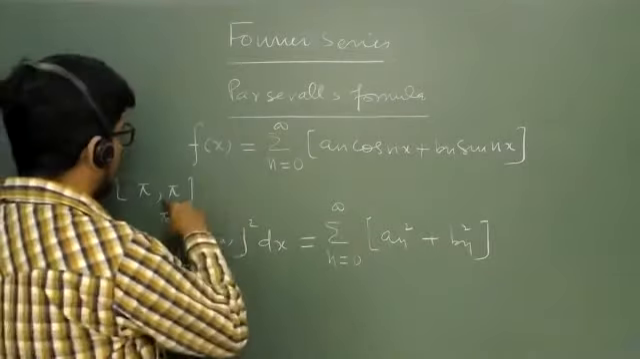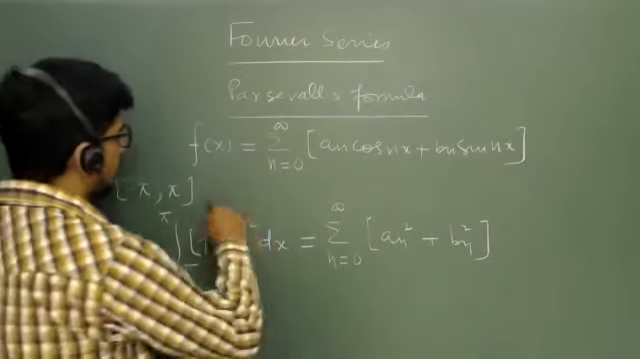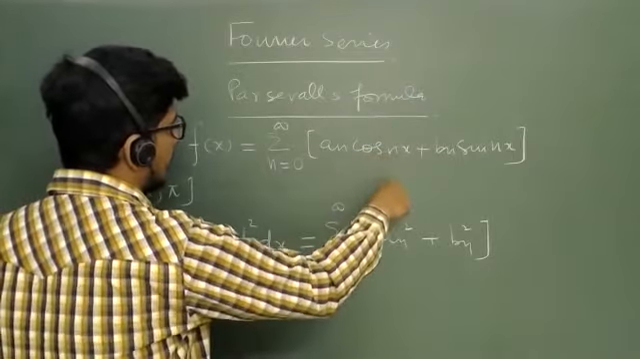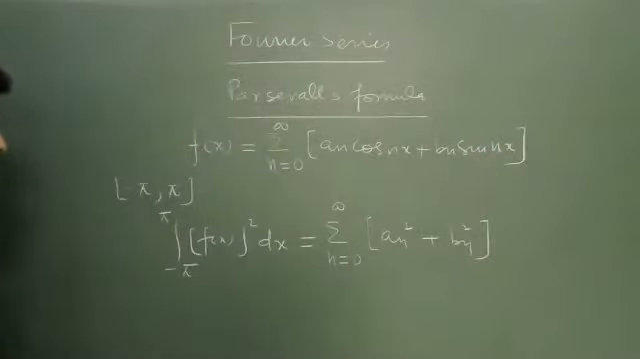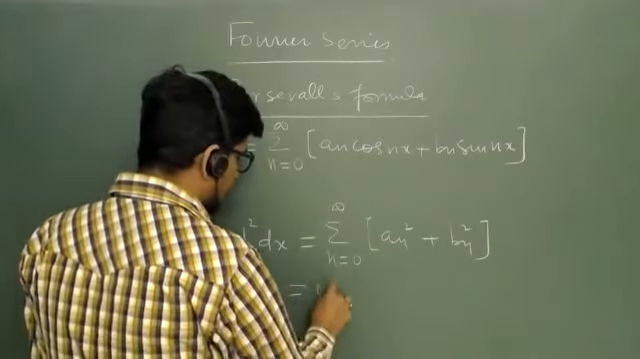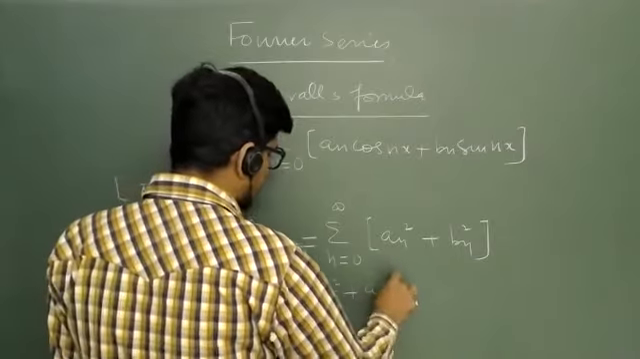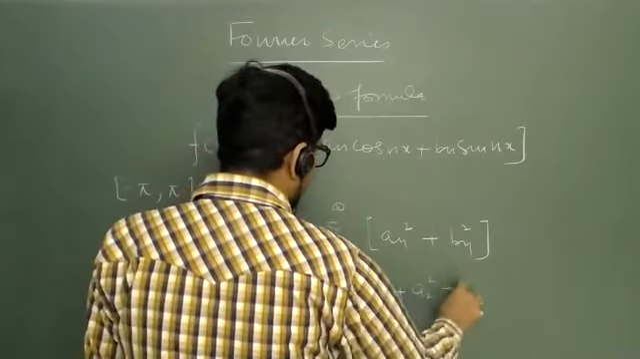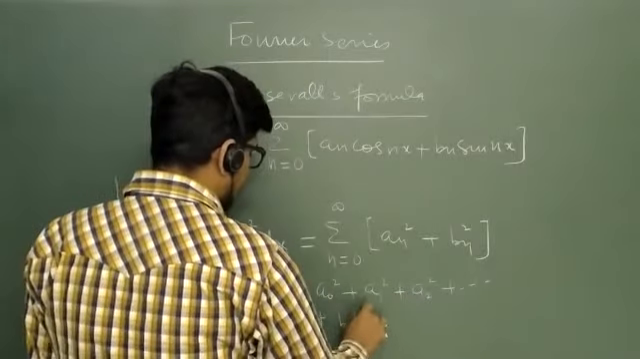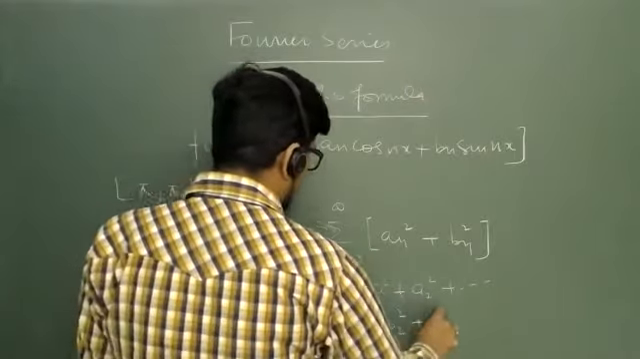The similar will be the case when it is minus L to L. Then the same thing will appear here, it will become n pi x by L. And when you take the square, instead of minus pi to pi it will be minus L to L f(x) square dx, and there it will become summation n is equal to 0 to infinity of a_n square plus b_n square. So if you open it, it will become a naught square plus a1 square plus a2 square plus and so on, plus b1 square plus b2 square plus and so on.